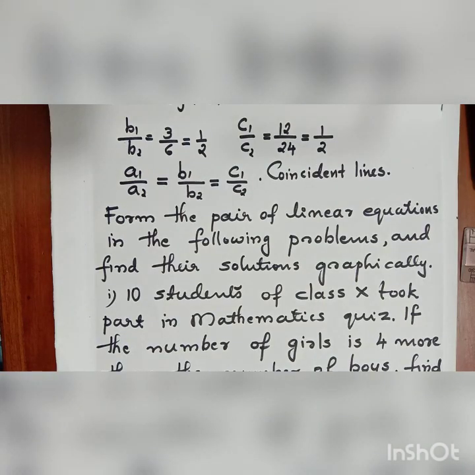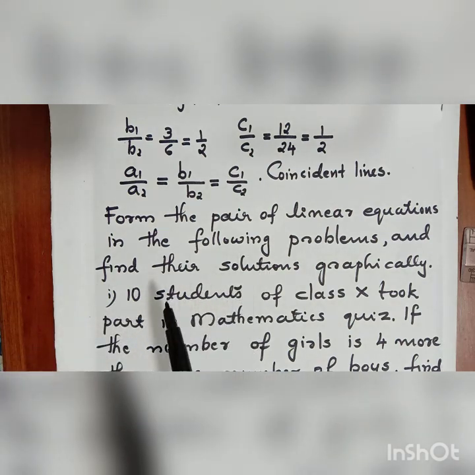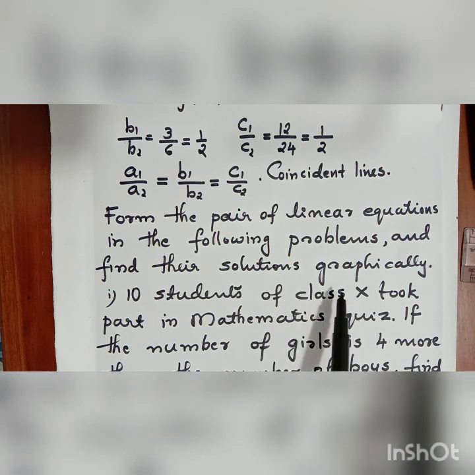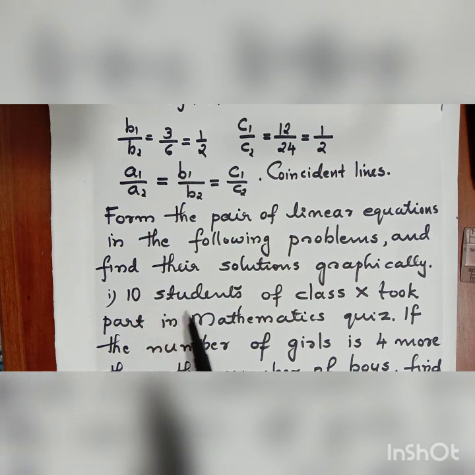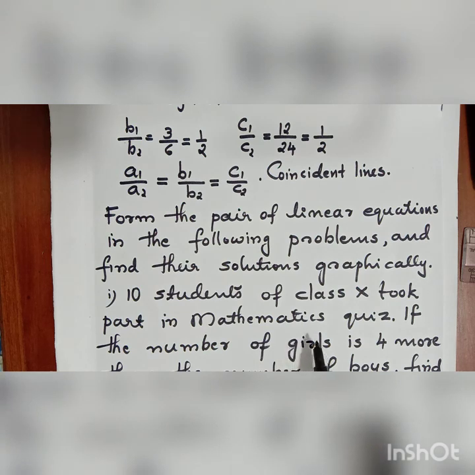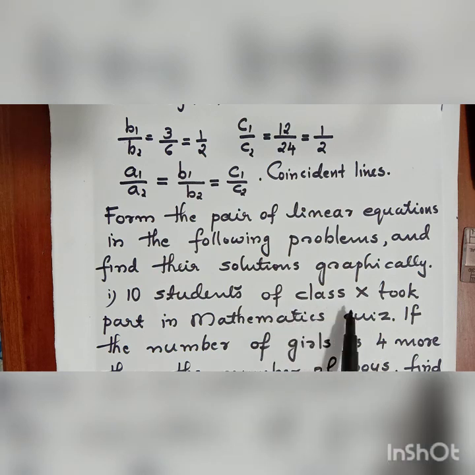Let us move on to the next question, that is, form the pair of linear equations in the following problems and find their solutions graphically. So we'll be happy to do the graph, I know. Okay, first question. 10 students of class 10 took part in mathematics quiz. If the number of girls is 4 more than the number of boys, find the number of boys and girls who took part in the quiz.